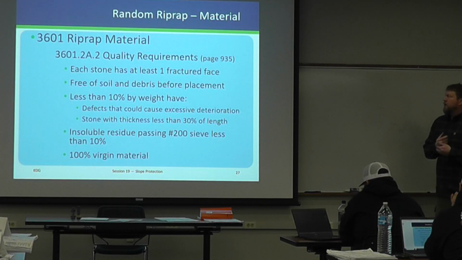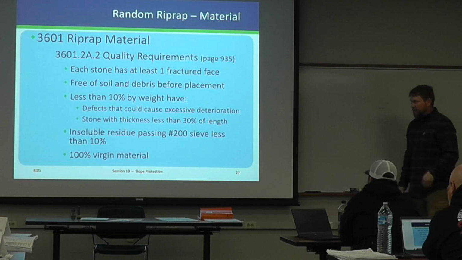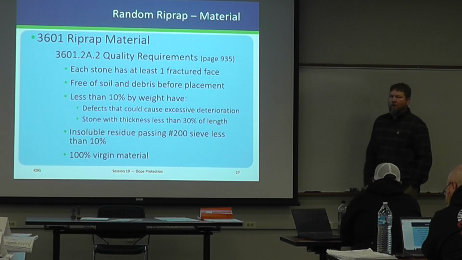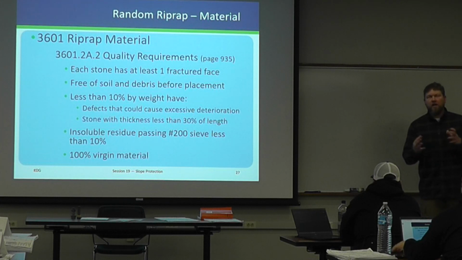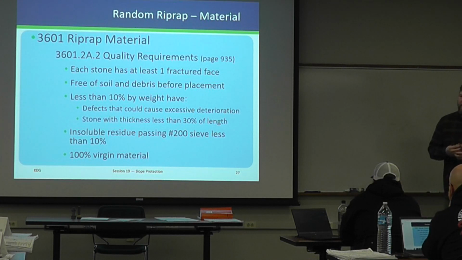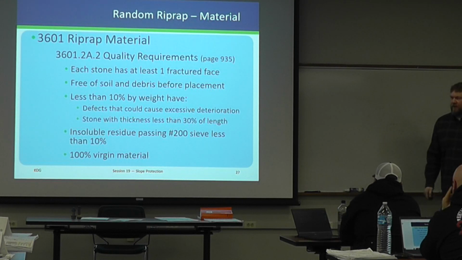The material, we want to make sure that each stone has at least 1 fractured face. Can anyone tell me why we want 1 fractured face? If you have large river stone or cobbles and they're all round and they're laying next to each other, they're going to act like ball bearings, right? That's why the spec has the at least one fractured face requirement in it.